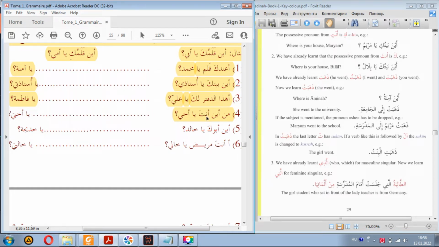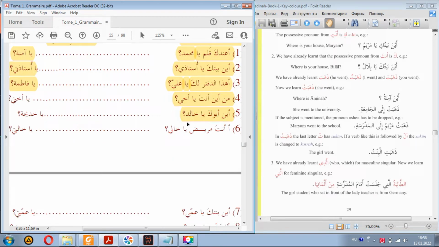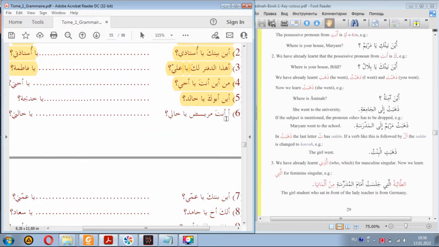أنتَ. It's for masculine singular. أنتِ. It's for feminine singular. You. أين أبوك يا خالد? أين أبوك يا خديجة? أأنت مريض يا خالي? Are you sick, oh my uncle? And again, خالٌ means an uncle from mother's side, not from father's side.